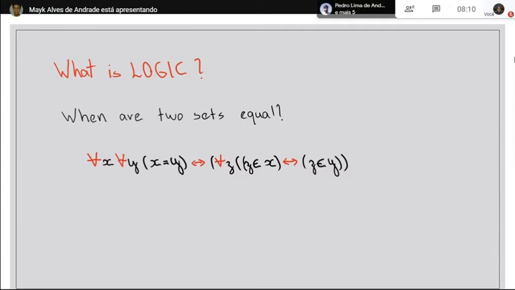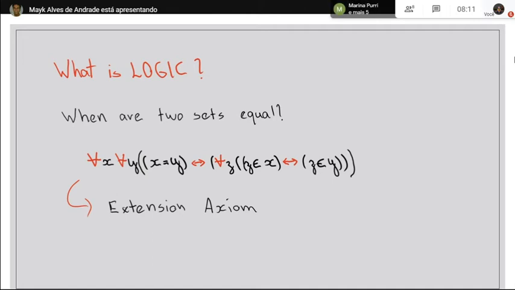For every x and for every y, x equals y if and only if for every z, z belongs to x if and only if z belongs to y. That's a sentence that we say is in first order language. So I'm giving this example of an axiom of such a theory because in this axiom you can see in red what is considered the logical symbols.